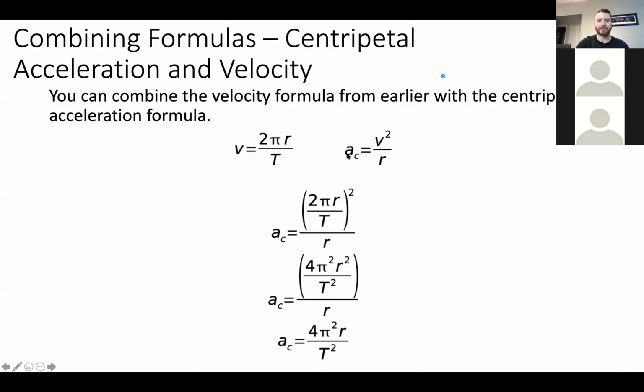So going from this formula to here, we have a_c is equal to v squared over r. We know v is equal to 2 pi r over T. So we're just going to sub that in. So we have a_c, centripetal acceleration, is equal to (2 pi r divided by T) squared, divided by r. Okay.